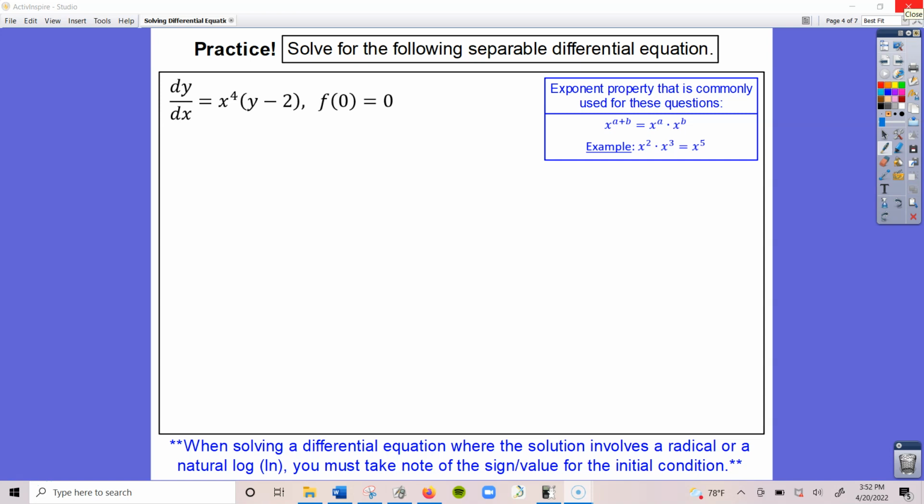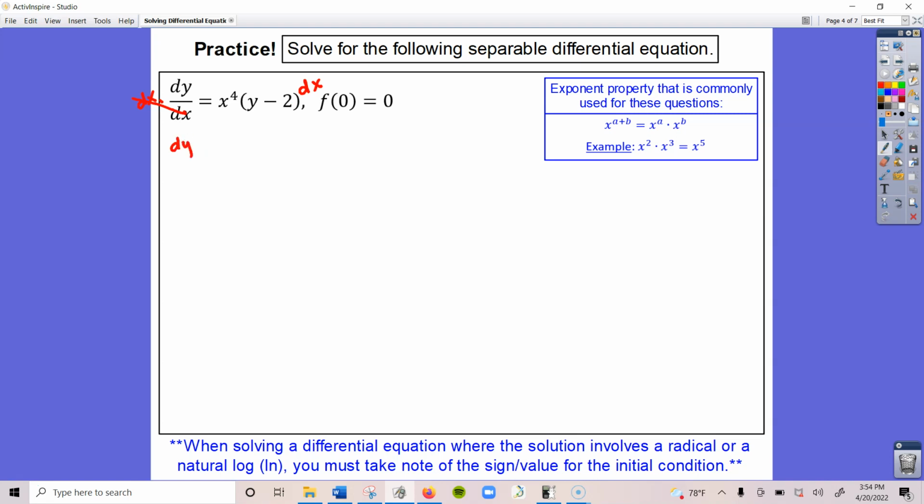Now we're going to look at a different type of differential equation. So if I have here dy over dx is equal to x to the 4th times (y minus 2), and we have the initial condition f of 0 is equal to 0. First, I need to separate my variables. Now this is not like the one that we can cross multiply because the y minus 2 is not in a denominator. So just like the one that we did before, we are going to multiply dx to the other side to at least start the separation process.